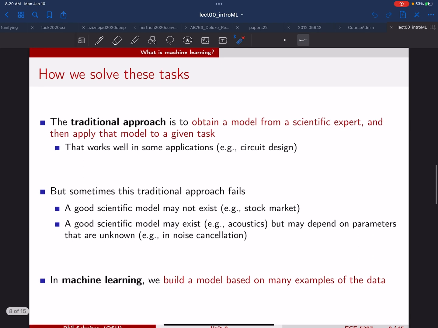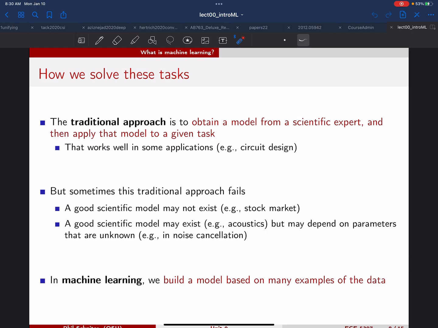So how do we solve these tasks then? Like I mentioned, the traditional approach is to obtain a model from a scientific expert and then apply that model to the task. And there's lots of applications where this is exactly what you want to do. For example, circuit design. Ohm's law works extremely well. There's no reason not to use it. So when we want to design circuits, we don't have to start from scratch and pretend like we know nothing about physics or anything. No, we know the equations, we know how to use them. It makes a lot of sense.